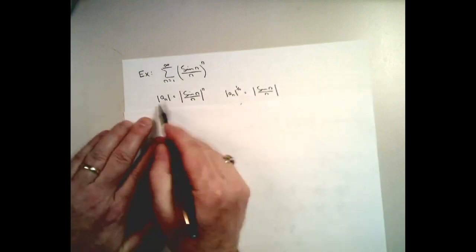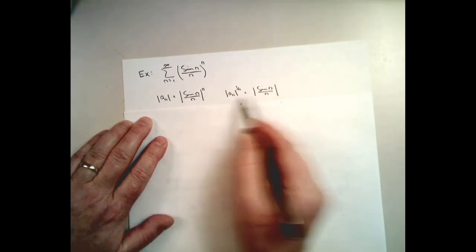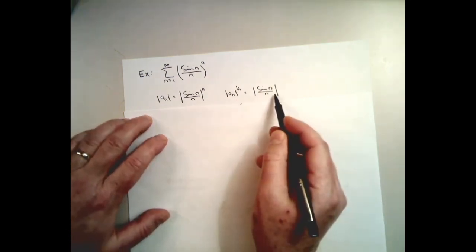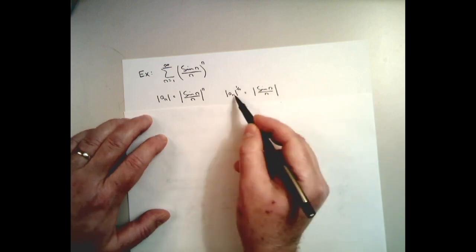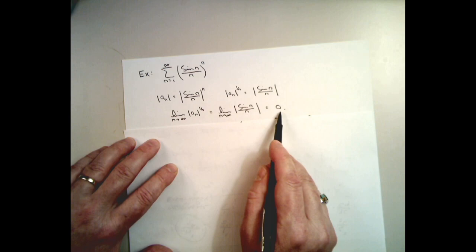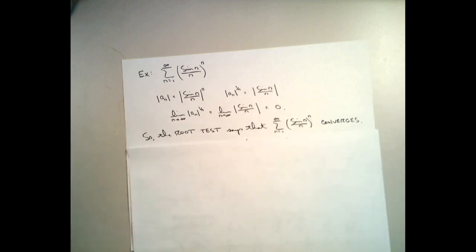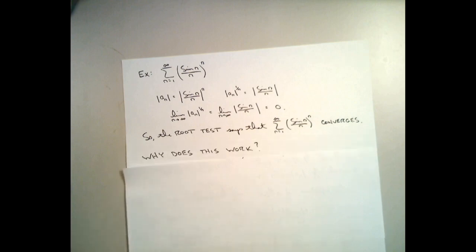Let's go back to that example again. Right, so in this example, there was my nth term, and there was the nth root of my nth term. What we're saying is that if the limit of the nth roots is less than 1, the series converges. Well, the limit of the nth root was certainly less than 1. In fact, it was 0. And so the root test says the series converges. Done. Simple as that.